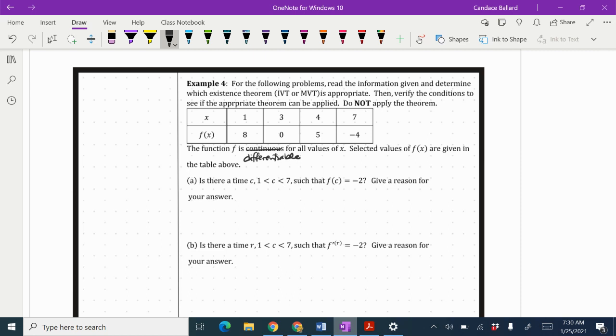So in this video we're going to continue topic 5.1, the mean value theorem, where we're working on example 4. So for the following problems, read the information given and determine which existence theorem, either IVT or MVT, is appropriate. Then verify conditions to see if the appropriate theorem can be applied. Do not apply the theorem. Typically on the test, we will apply the theorem.